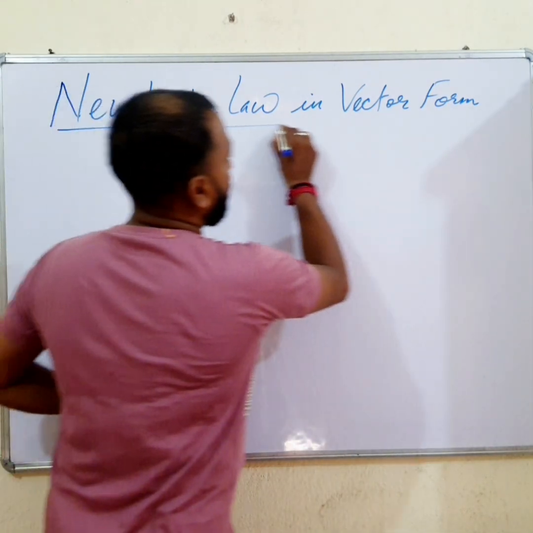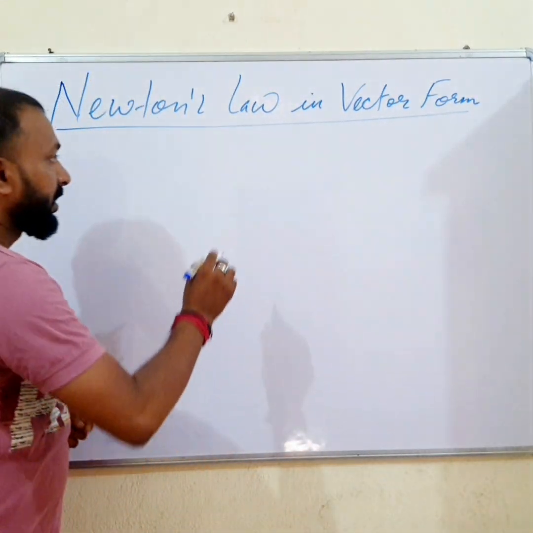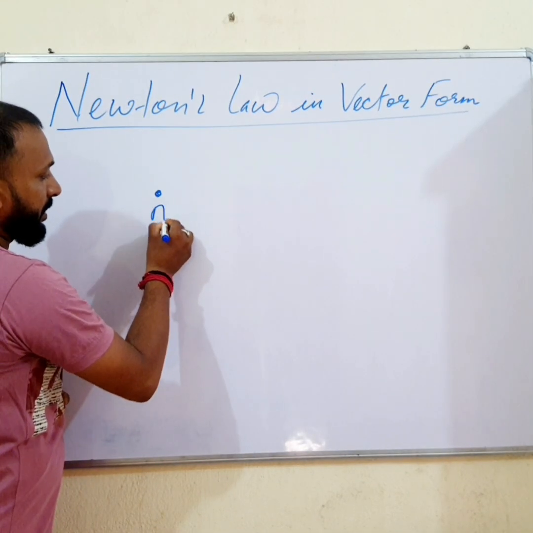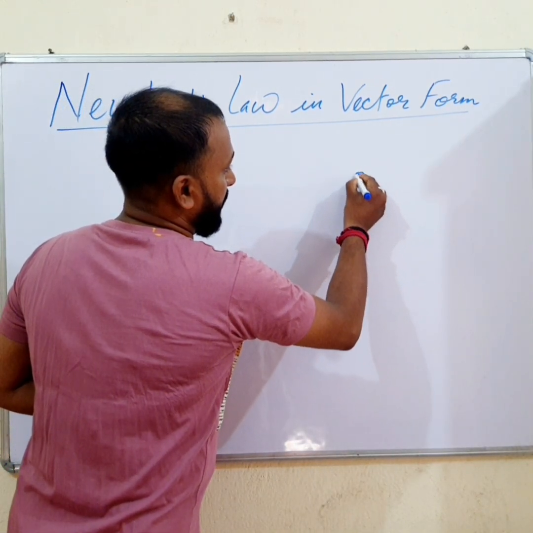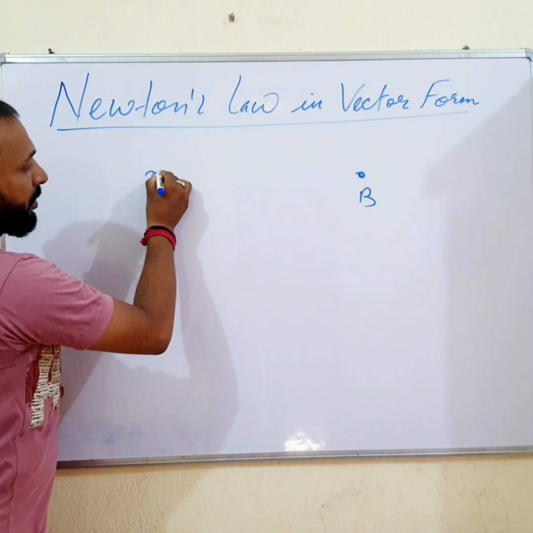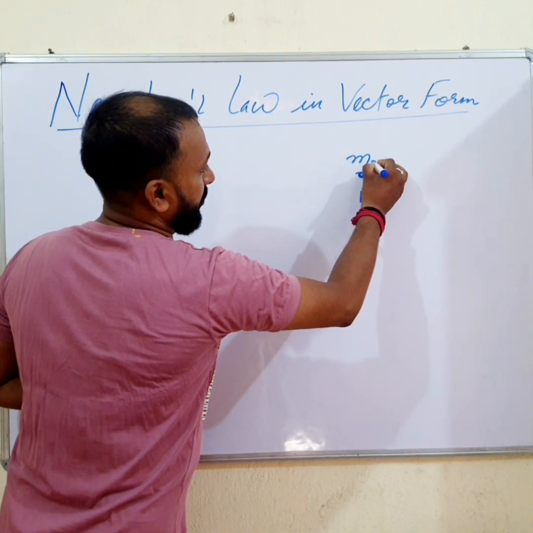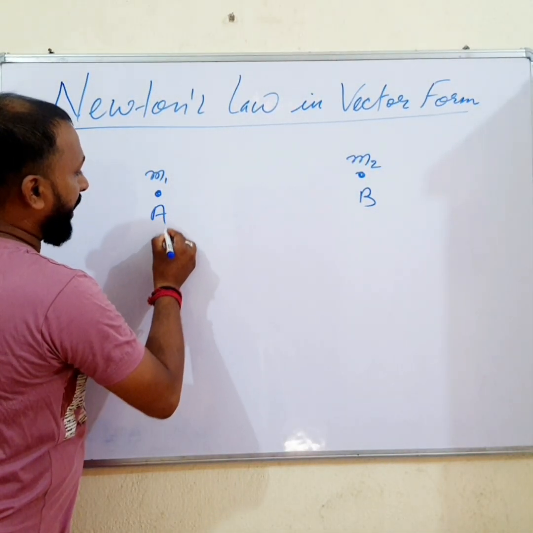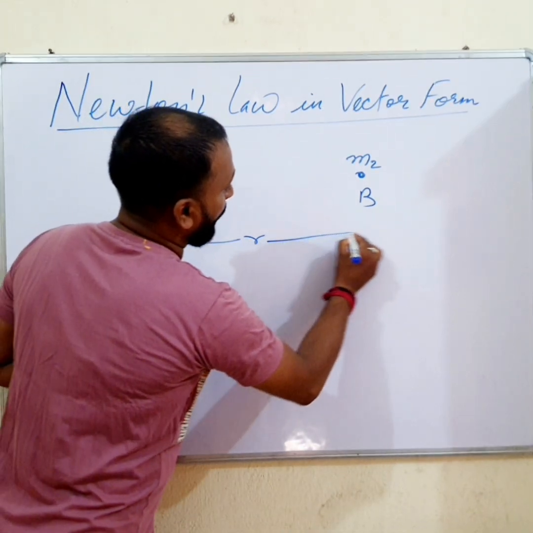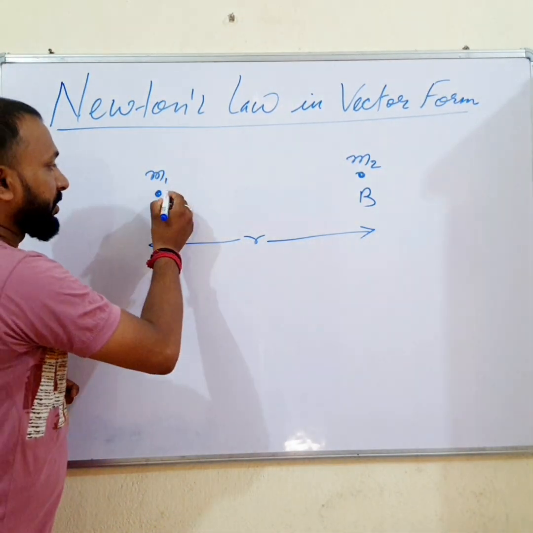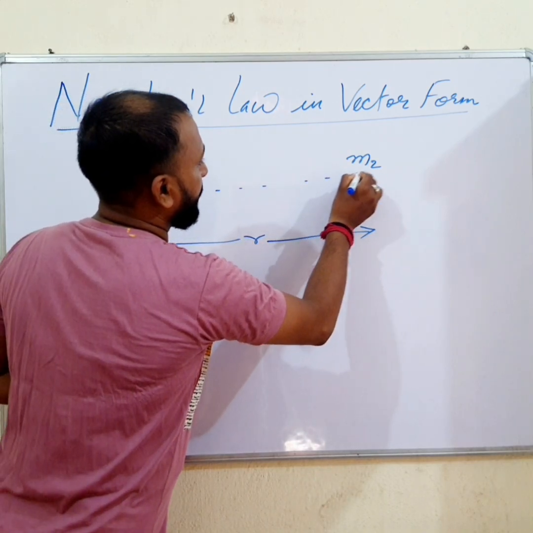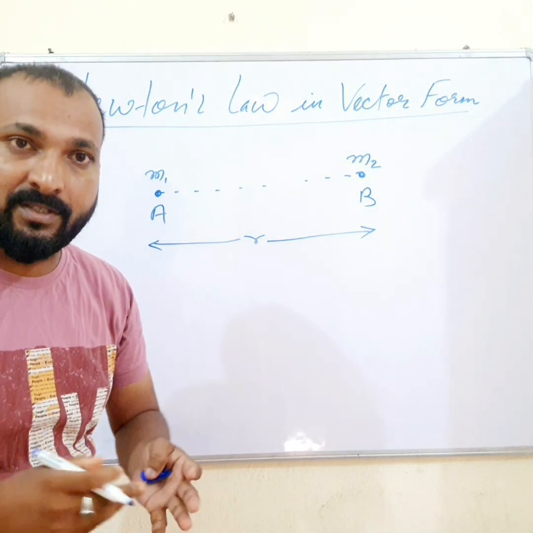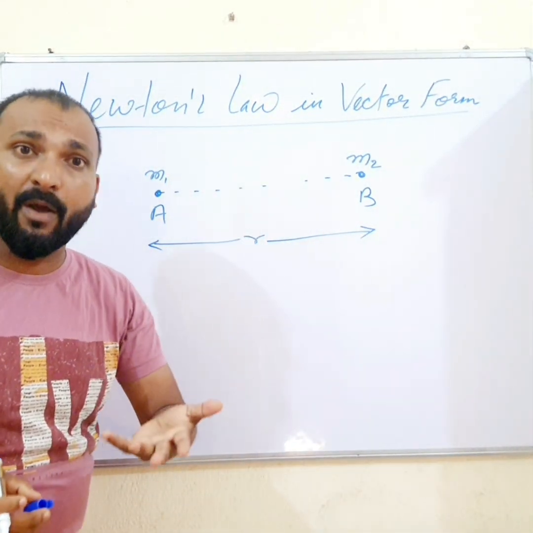So yesterday we started that suppose there are two point objects, first is A and second is B, having masses m1 and m2, kept apart from each other at a distance r, measured along the line joining their centers. Now there is a certain force of attraction exerted according to Newton's law of gravitation.